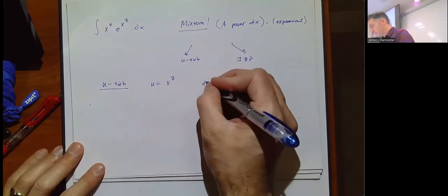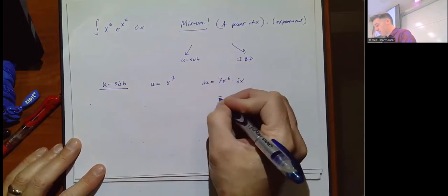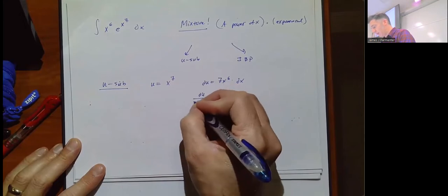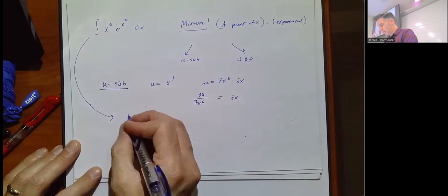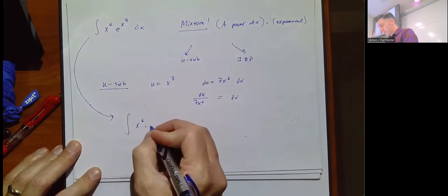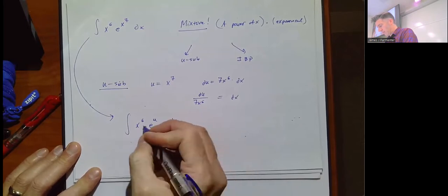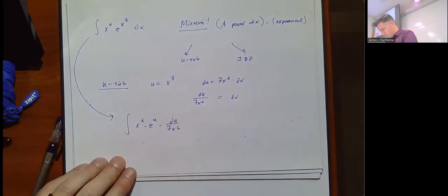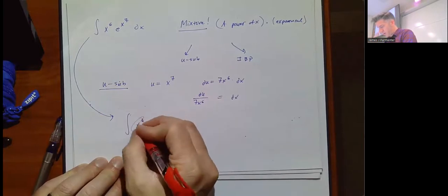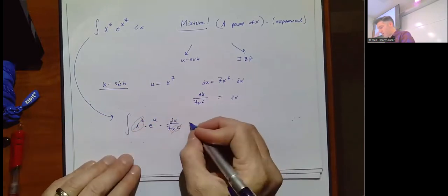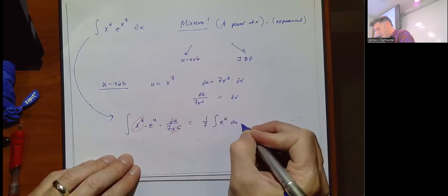We're going to get du equal to 7x to the 6th dx, so dx is equal to du divided by 7x to the 6th. And this is going to work out just great. We're going to end up getting x to the 6th times e to the u times du over 7x to the 6th, and the x to the 6th exactly cancel each other out. So then we're left with 1/7 integral of e to the u du.